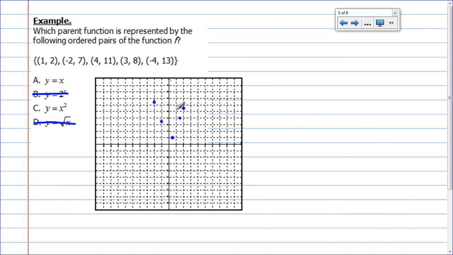Here it is. And if I look at those points and I try to connect them, you can see that they don't make a straight line, but they do sort of make this fun little U shape. Well, that little U shape is a curve. We call it a parabola, and it goes with the quadratic parent function. So that's the one I'm going to pick. That's the parent function that matches.